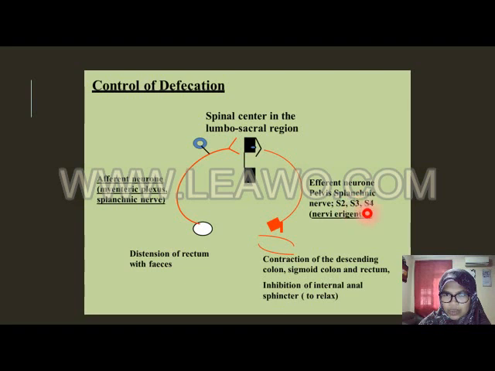The efferent nerves, which are S2, S3 and S4, will send a message from the spinal center to the rectum, giving a signal for contraction of the descending colon, sigmoid colon and rectum. At the same time, there will be inhibition of the internal anal sphincter. With this inhibition, it will result in relaxation, which will allow the feces to be excreted through the anus.